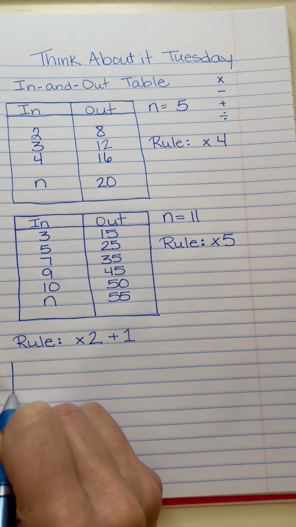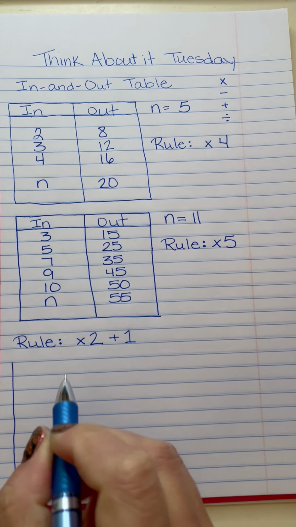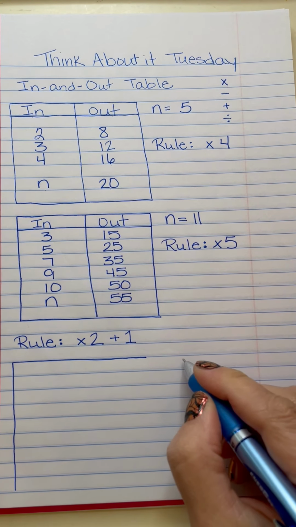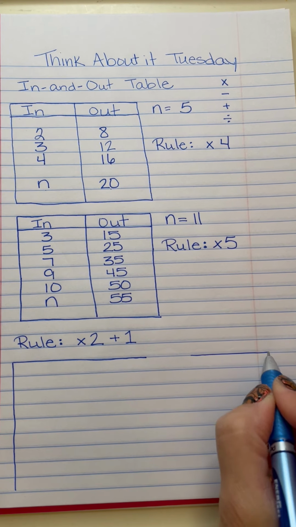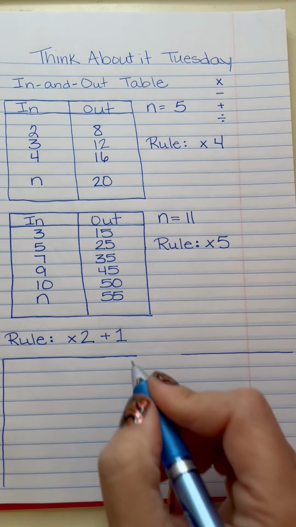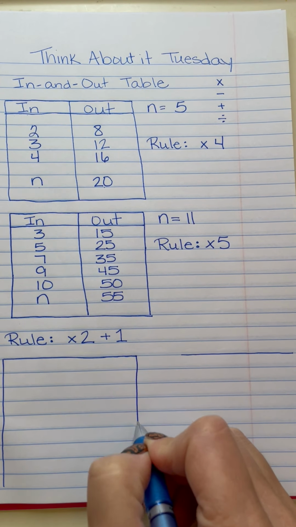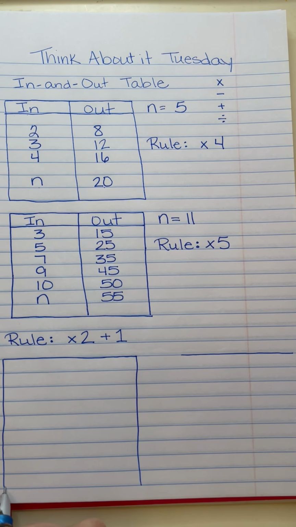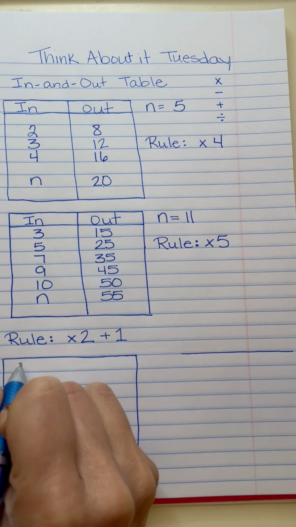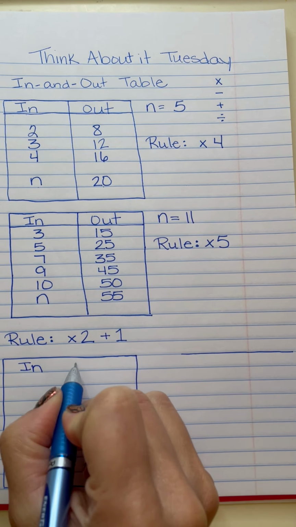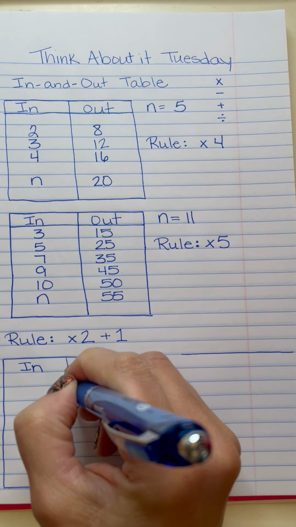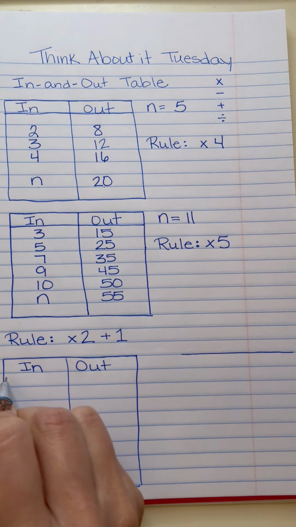So first I'm going to go ahead and draw my table. Now I'm not going to go all the way across because I'm going to draw another table over here. Because yeah, you guessed it, I'm going to give you one to do on your own. So let's draw this first table. And I'm going to write in "in" and "out."